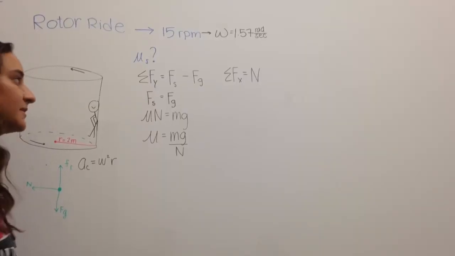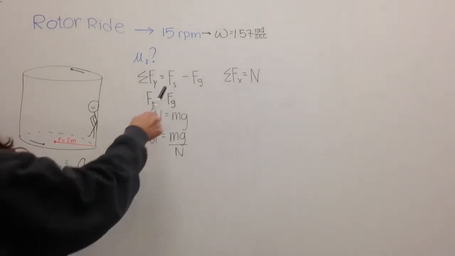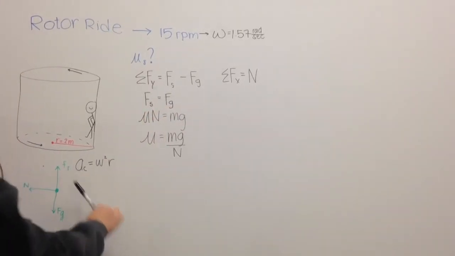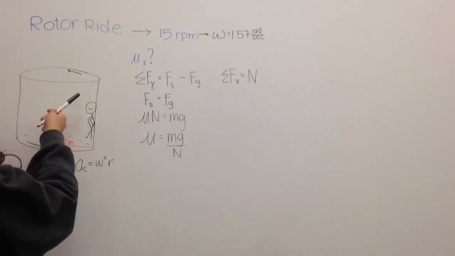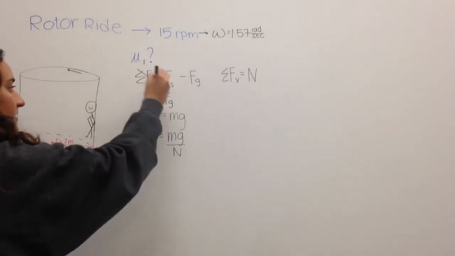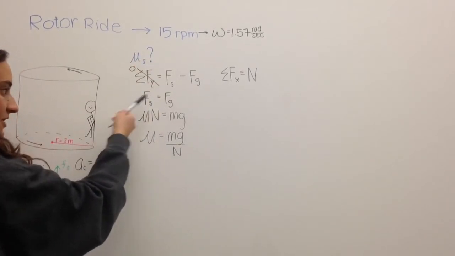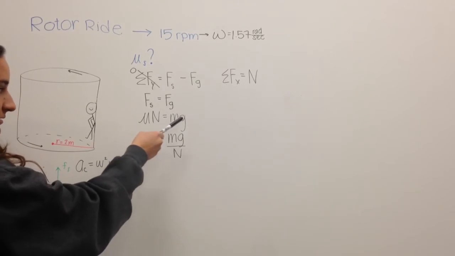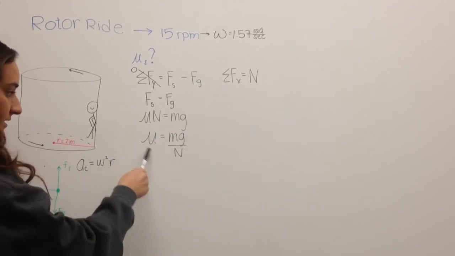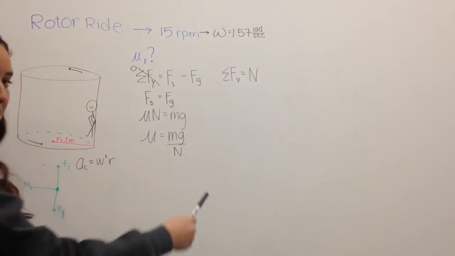So first we're going to sum our forces in the y direction, and it's going to be force of friction minus force of gravity because the two forces are going in opposite directions. And the person is not moving, so the sum of forces in the y direction is equal to 0. So force of friction equals force of gravity. Force of friction equals mu times normal force, which equals mass times gravity. So we're going to solve for mu. So this is the equation.